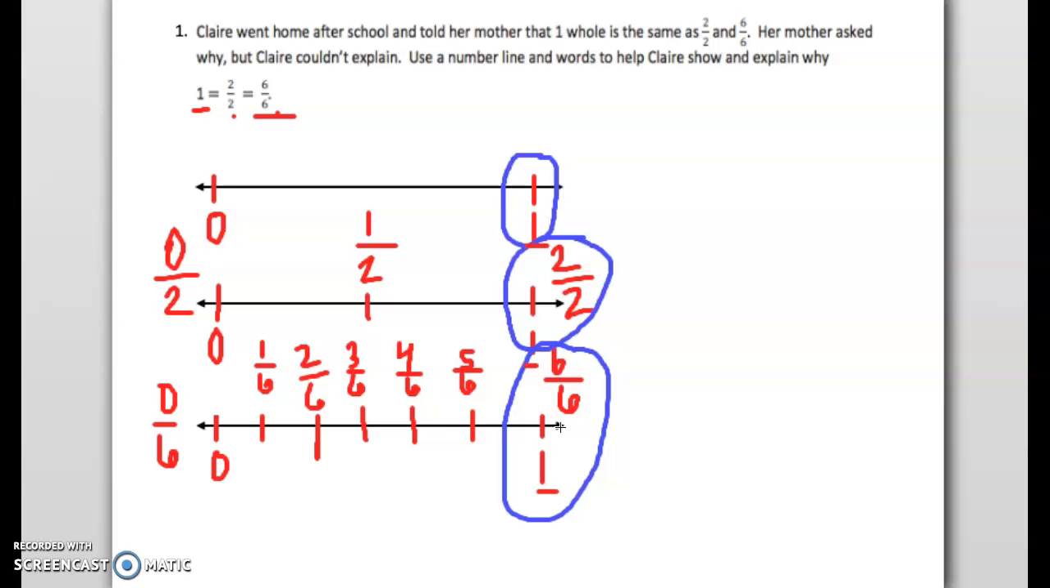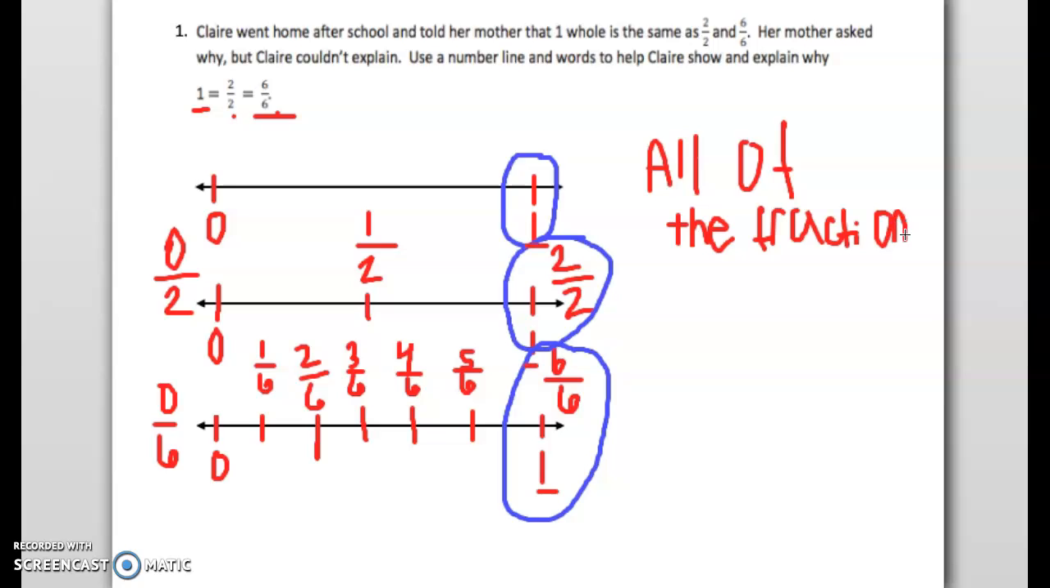So if we were to write that as a sentence, we could say that all of the fractions, excuse my handwriting, are at the same whole number.